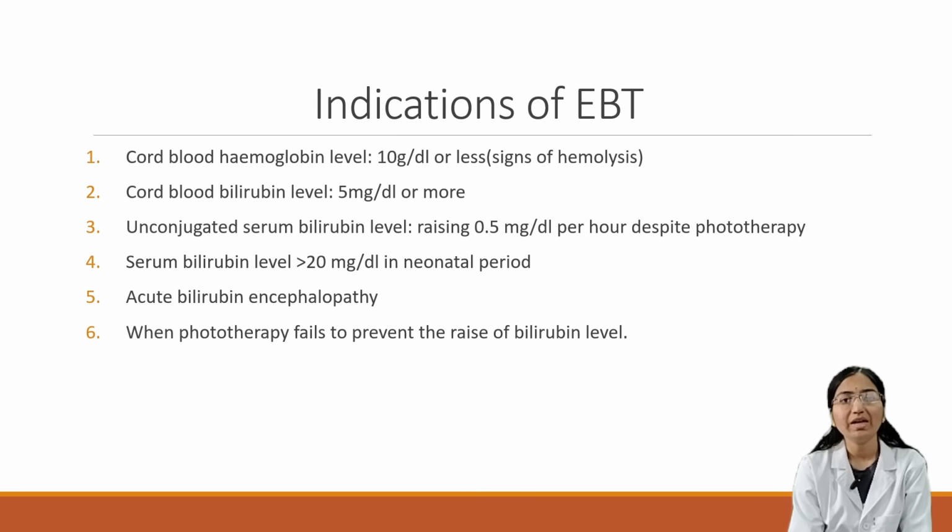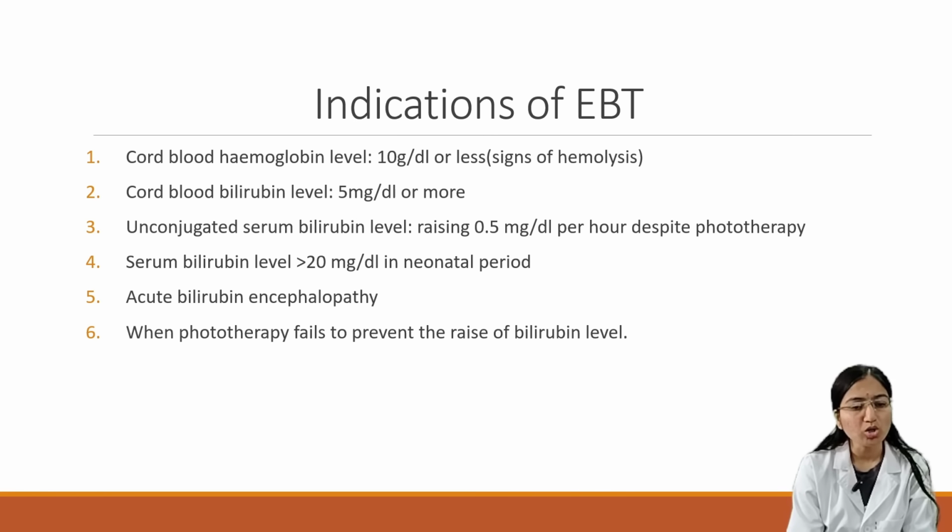Next, we'll see the indications of EBT. Cord blood hemoglobin level of 10 gram per dl or less indicates a sign of hemolysis. And then cord blood bilirubin level of 5 gram per dl or more. If this is the case, we need to give EBT.